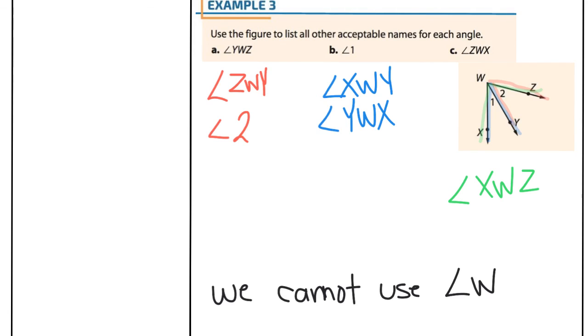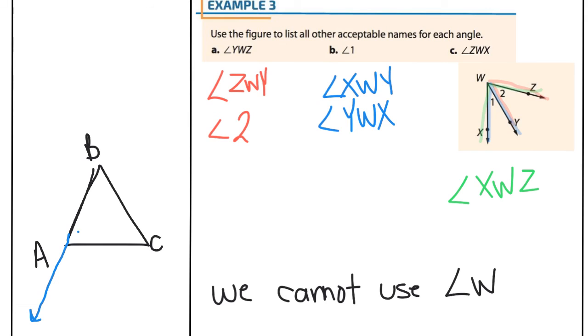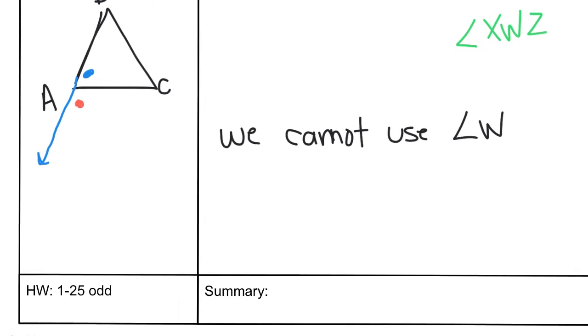So for example, if we had a triangle and it was triangle ABC, now I can say angle A because there's no confusion. But if my problem extended like this, now I cannot use angle A because I have two different angle A's. I have this part of angle A and I have this part of angle A. So for now, always use 3 letters. It's going to make your life easier when you get to the point where you can actually use 1 letter. But we have to be specific. The one thing about geometry is I have to know what you're talking about. And if you just say angle W or angle A, I don't know what you're talking about.